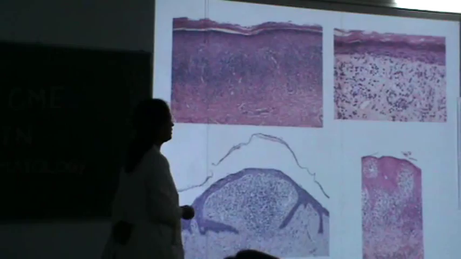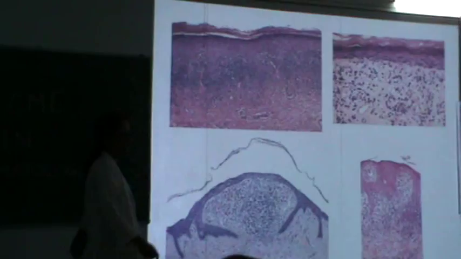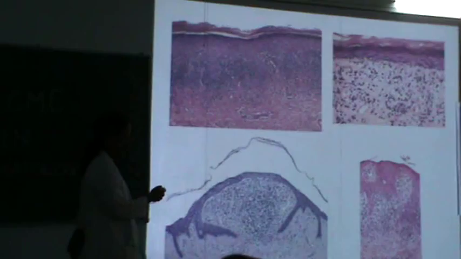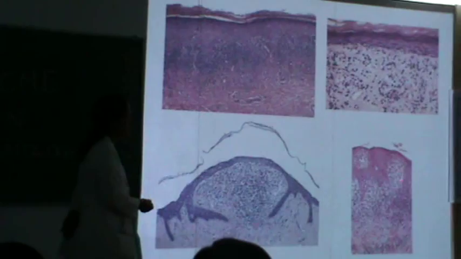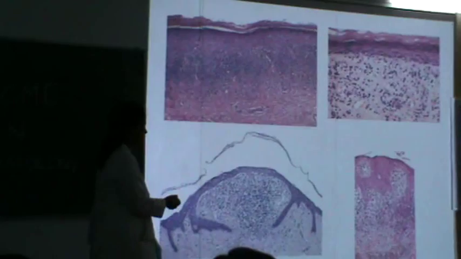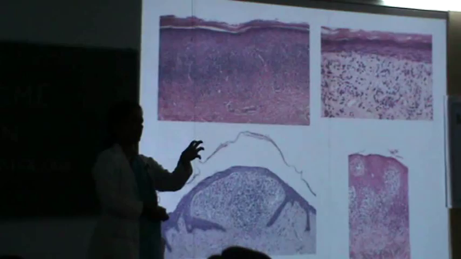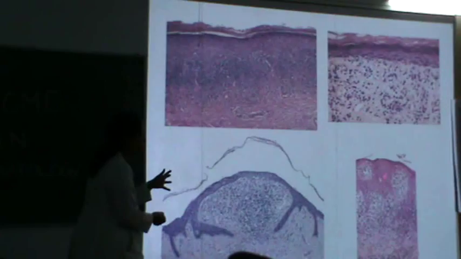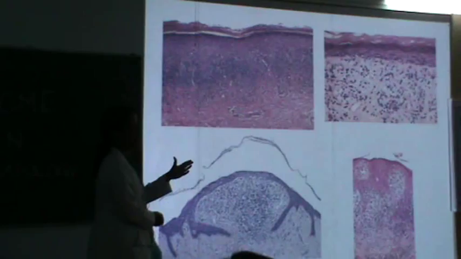There are four pictures here. Please concentrate on the epidermis. What has happened to the epidermis here? Is it normal, atrophic, acanthotic, hypoplastic? You all agree there is hyperplasia here? Yes. Is it following a definite pattern? This is irregular, or we can say somewhat psoriasiform, because what is elongated here? The rete pegs are elongated. So psoriasiform hyperplasia.